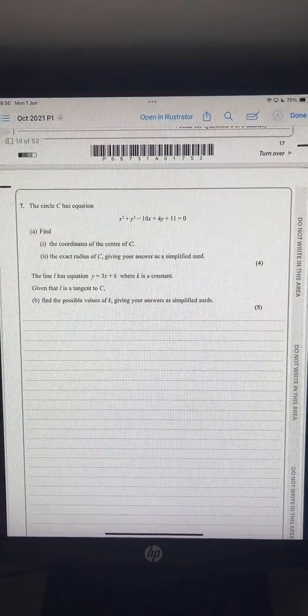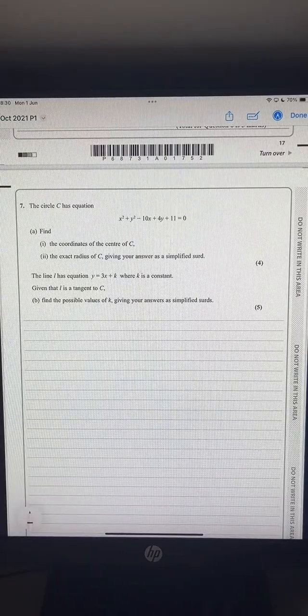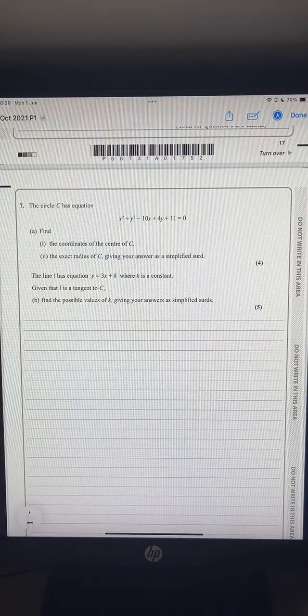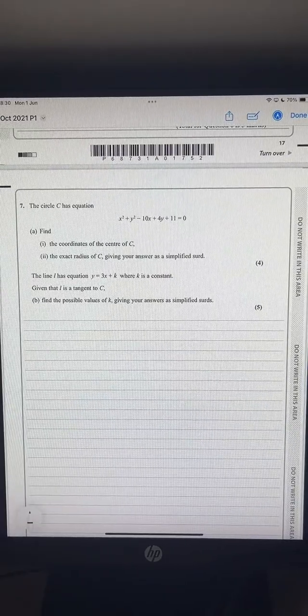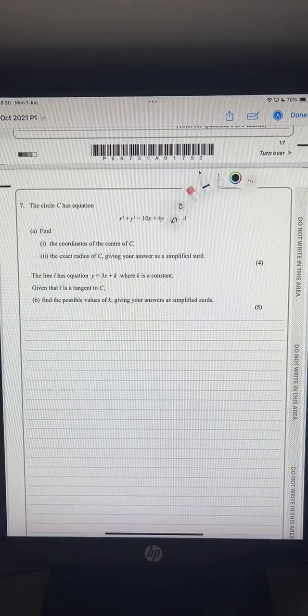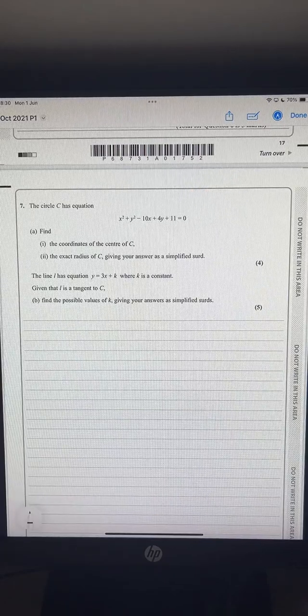Question 7, I like part A of question 7. If they ever give me a circle question in expanded form, that just means you have to complete the square on x and y separately. I would be very happy if I saw this question. I think in my exam, they gave me a question where I had to do this. So I was over the moon, 3 marks. So for that one, 4 marks.